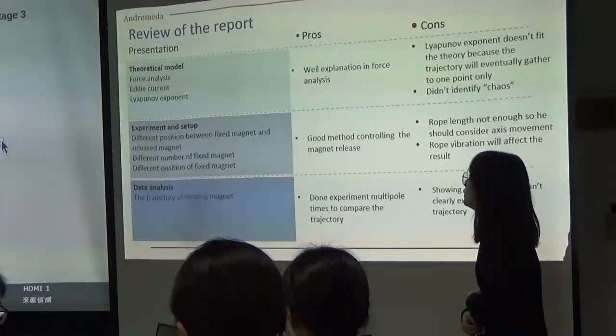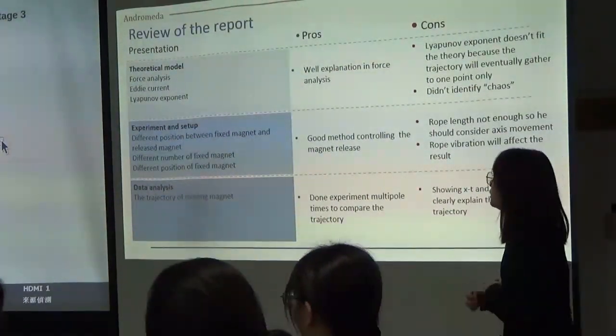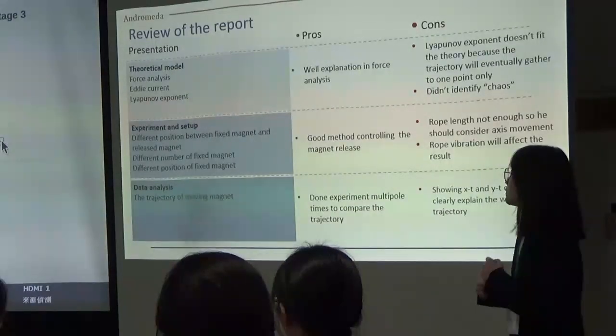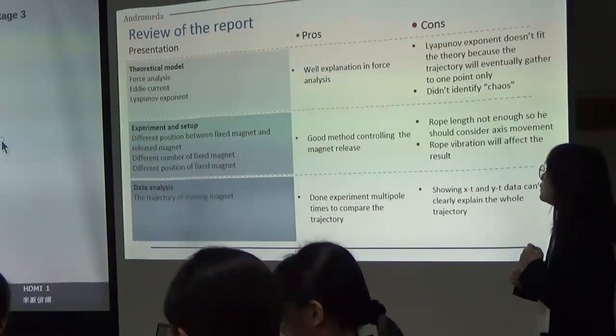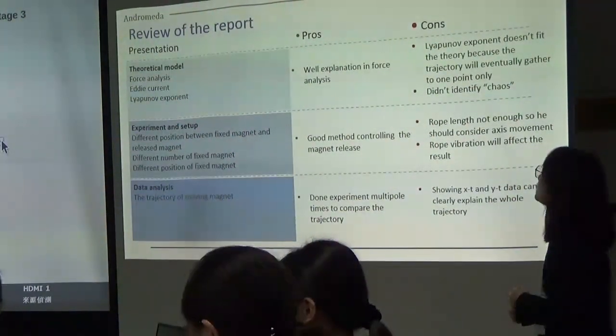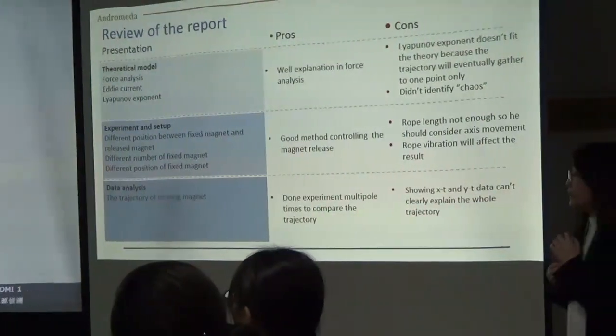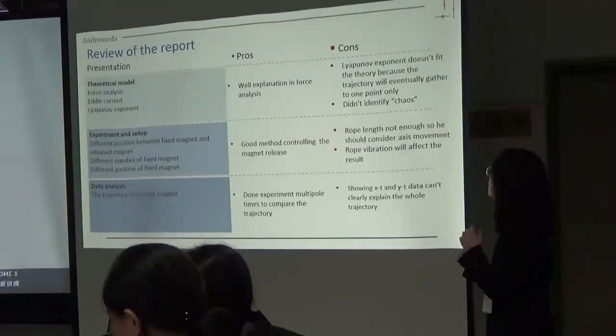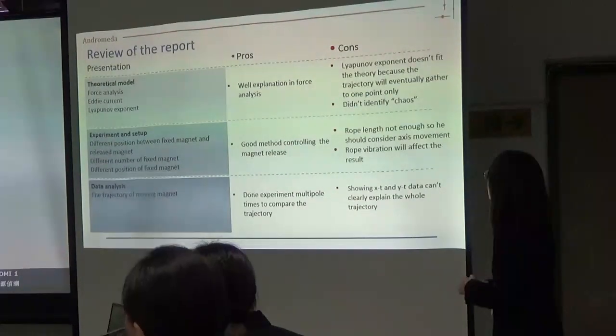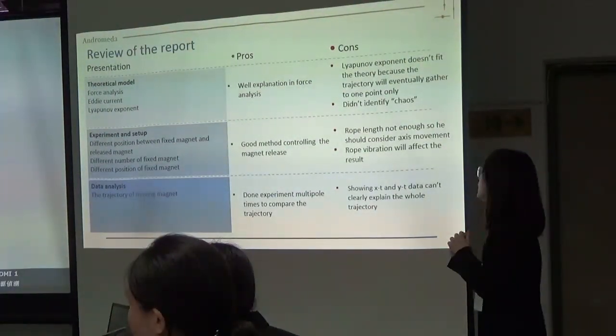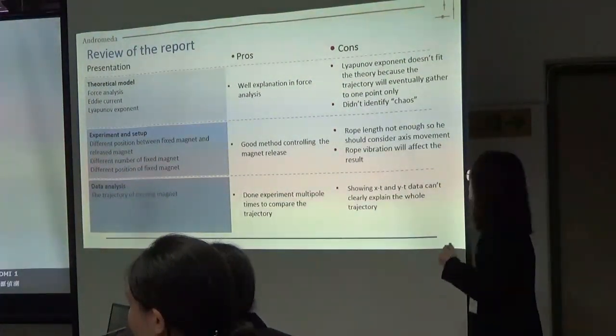In the theoretical model, we use force analysis, magnetic currents, and the Lyapunov exponent. The process is well explained in the force analysis. But the Lyapunov exponent doesn't fit the theory because the trajectory will eventually get to one point only. And they didn't define chaos.